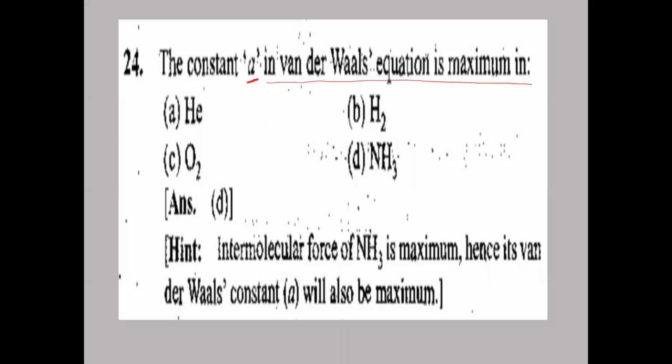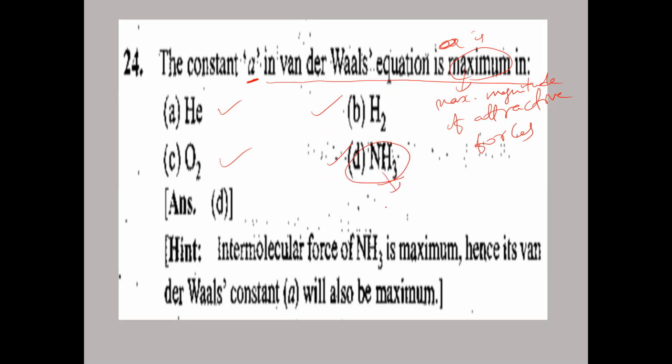So the constant A in the van der Waals equation is maximum in the case of what? The options are helium, hydrogen, oxygen, and ammonia. So what is being asked? A is maximum. A is maximum means maximum magnitude of attractive force. Here ammonia has more magnitude of attractive forces because it is easily liquefied.